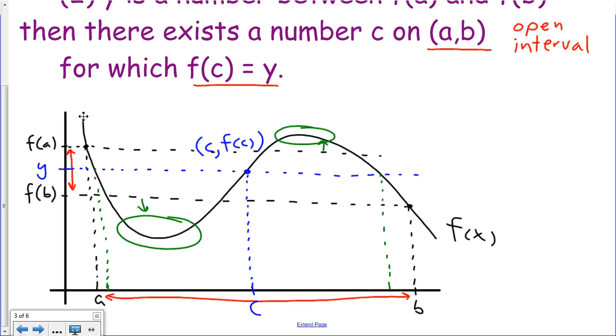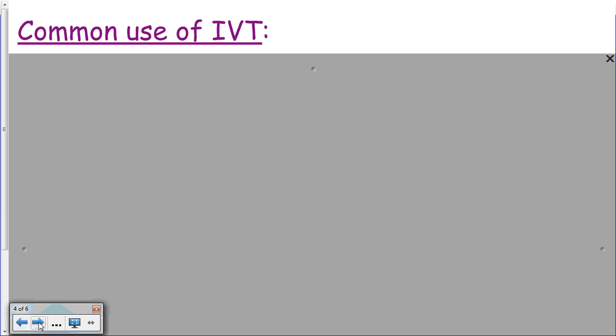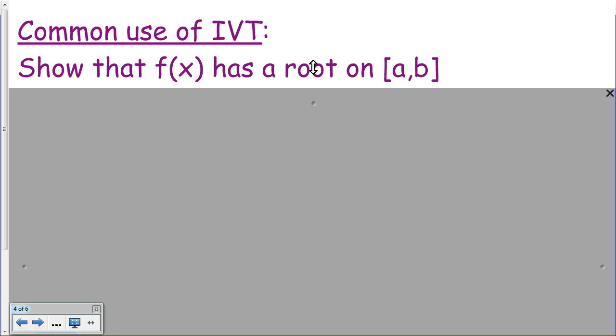All right, let me show you an example of a common use of the intermediate value theorem. It can be used for a number of things, but this is a common use of it. Show that f of x has a root on the closed interval from A to B. Now, a root, of course, is another word that we use to describe a zero or an x-intercept. Root, zero, x-intercept, those all mean the same thing.